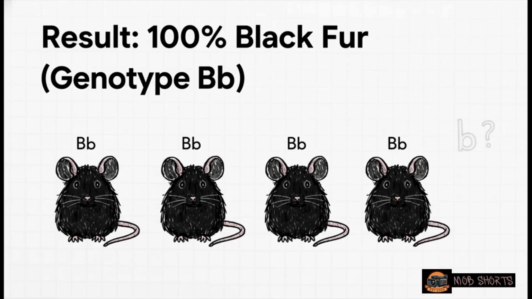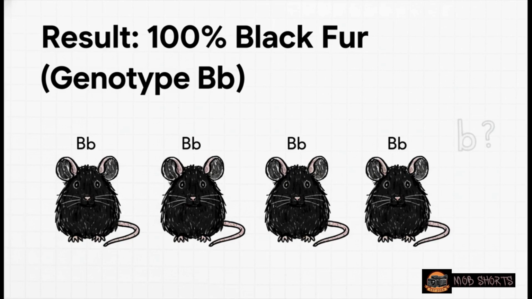Big B from the top meets little b from the side. That gives us Bb. Next box, same thing. And the next, you guessed it, all 4 boxes end up as big B, little b. Every single possible offspring has the exact same genotype, Bb. And this is just a perfect example of Mendel's law of dominance. Every single one of the offspring is heterozygous, Bb.